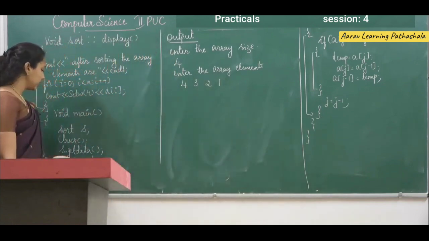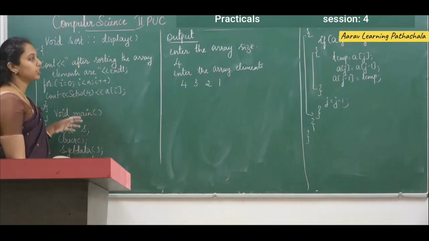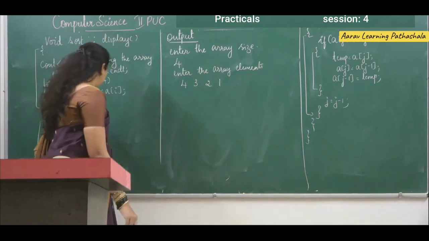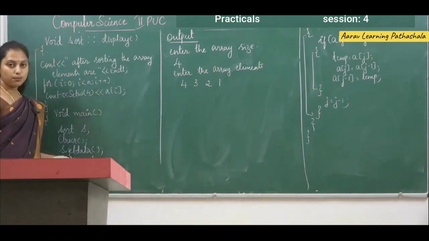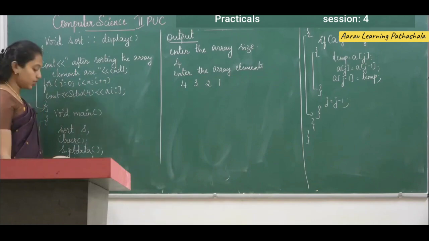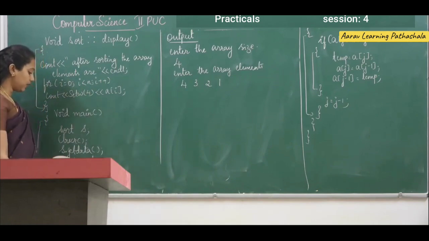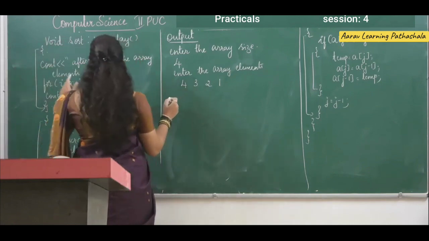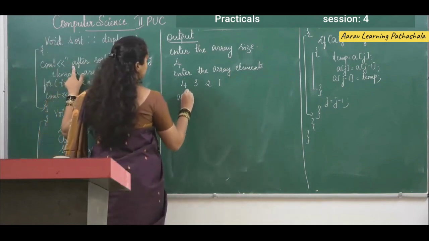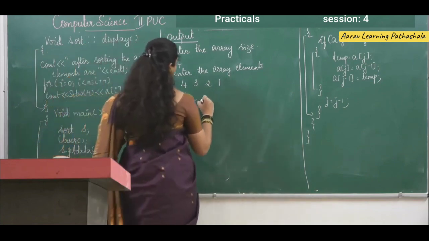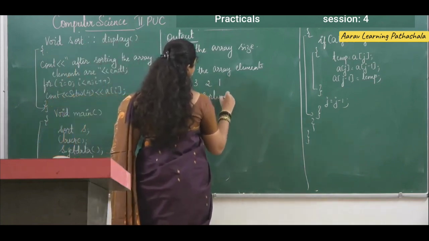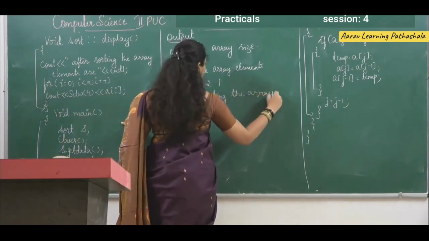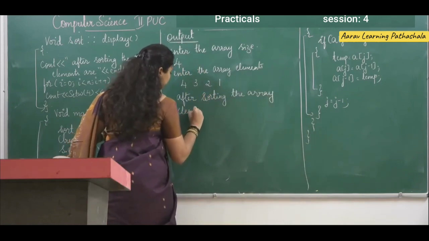Next it will call the compute function. In the compute function it will perform the comparison operation. After performing the comparison operation, we are going to display the array elements using the display function. That is, here we have called the display function. In the display function we are going to display the array elements after sorting. So after sorting, the array elements are.